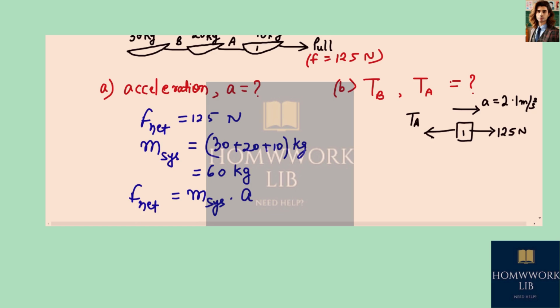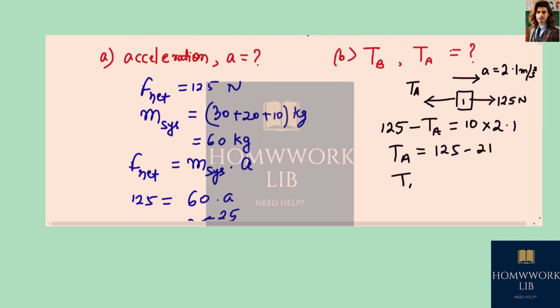So we'll apply again Newton's second law. Since this sled is going to the right, 125 minus TA will be the net force, and this will be the mass of this object 1, that is 10 kg, times the acceleration. So if we solve this, we get the value of TA, that is 125 minus 21. So this tension in A comes out to be 104 newtons.